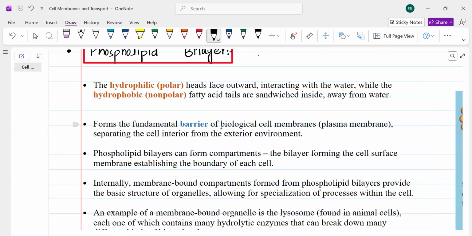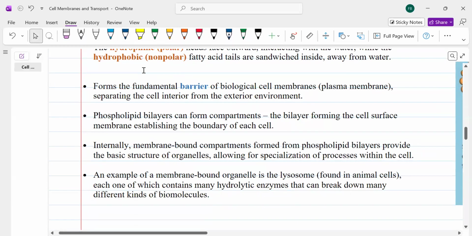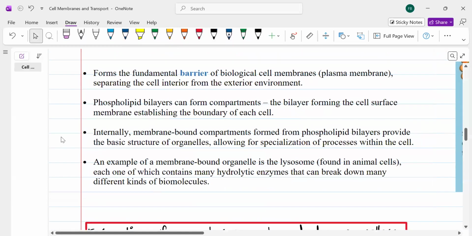Okay, the fundamental barrier of the biological cell is the plasma membrane, which separates the cell interior from the exterior environment. The most important function is what? It acts as a barrier. The cell membrane acts as a barrier for biological molecules, deciding which type of content should enter inside the cell and which should not enter the cell. Clear?